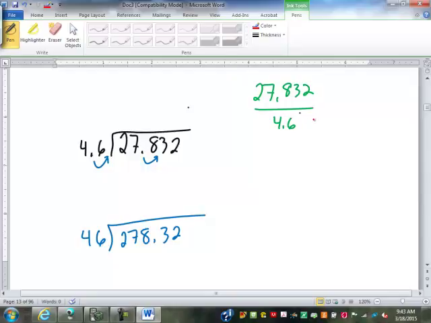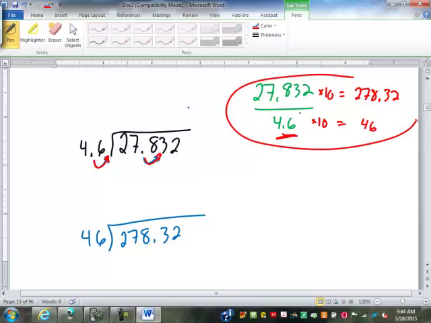So getting rid of that decimal point, what I'm really doing is just multiplying by 10 to make that 46. So I have to multiply the top by 10 to make it 278.32. If there were 2 decimal places here, I'd be multiplying by 100. The 3 decimal places, multiply by 1,000 or whatever. So that's why, as long as you move both decimal points the same distance, you don't change the answer, because all you're really doing is working with a fraction form.